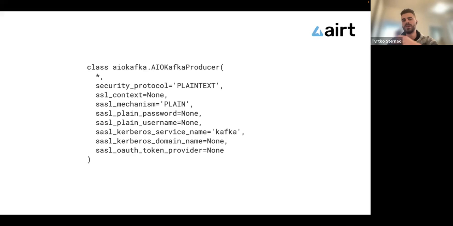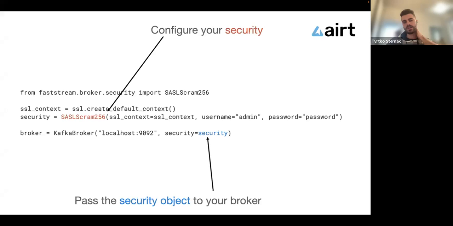And the area for making a mistake is quite big, we know, because we spent a couple of days trying to define a simple username and password to connect to our secured Kafka broker. So we decided to abstract that. And inside the FastStream, you have broker security, and you can import the security object that you want to use when connecting to a Kafka broker.